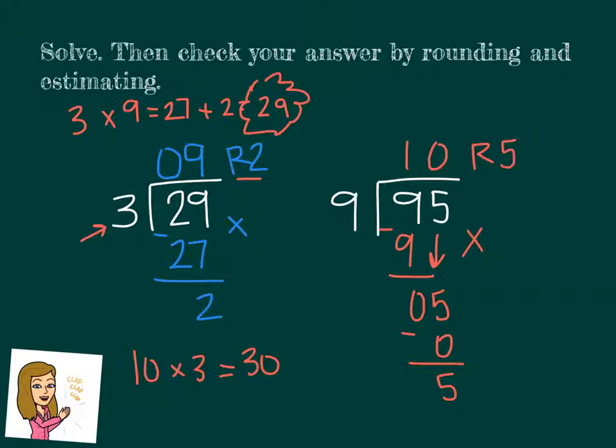All right, for this one, I'm just going to check my work because this is really easy math already. 9 times 10 is 90 plus the remainder 5. Yay! Equals 95. It checks out.